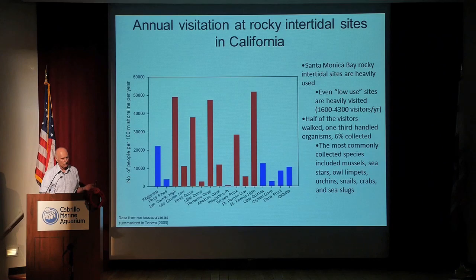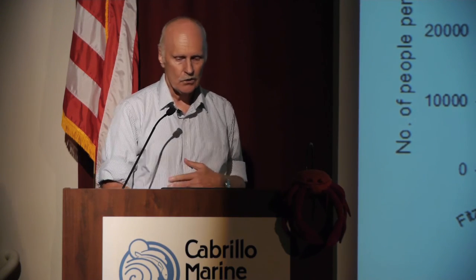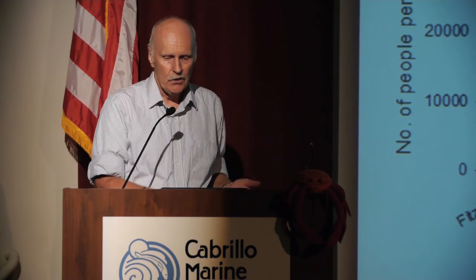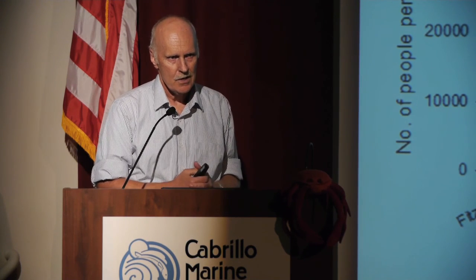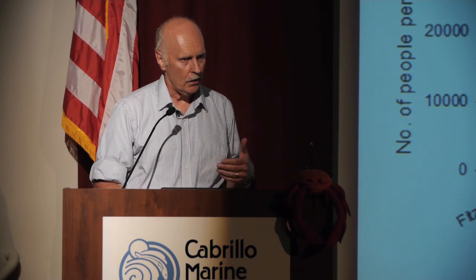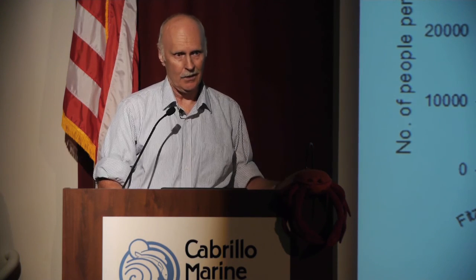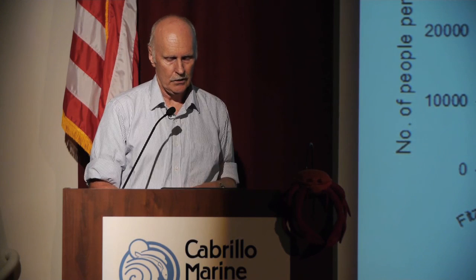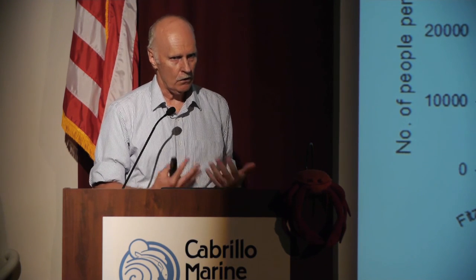It probably doesn't include the school kids, it doesn't count all the school kids for sure, so it could be a conservative estimate. Our low use places had 1,600 to 4,300 visitors every year. That made it a little bit hard to tell what the impacts of human use were, because we didn't have a place that didn't have human use. So we can detect differences, but they're not really capturing all the effects of human activity.